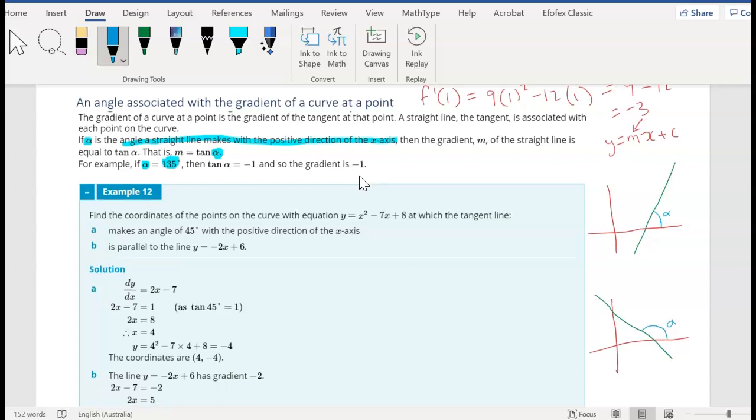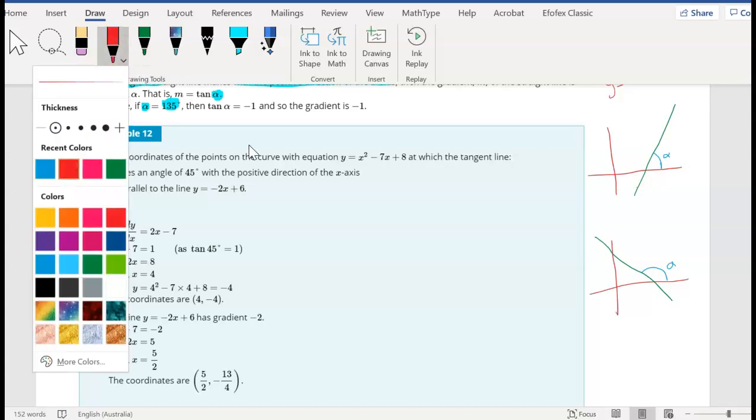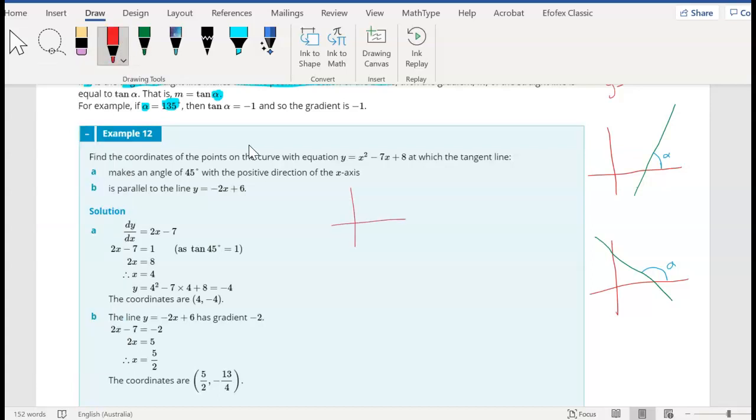All right, so let's have a look at example number 12. Find the coordinates of the points on the curve with the equation y equals x squared minus 7x plus 8, at which the tangent line, first of all, makes an angle of 45 degrees with the positive direction of the x-axis. So let's just do a quick sketch. I don't know what my tangent's going to look like, so I'm just going to roughly sketch one. And there's our angle in there. So that's 45 degrees.